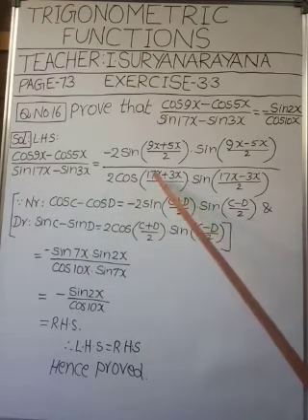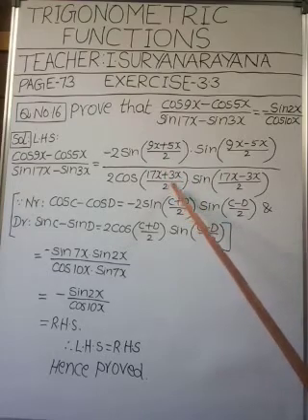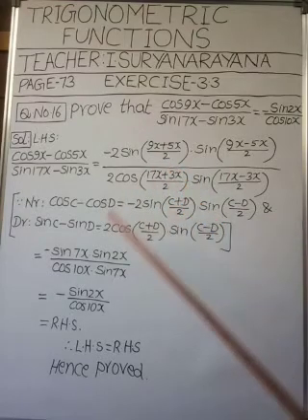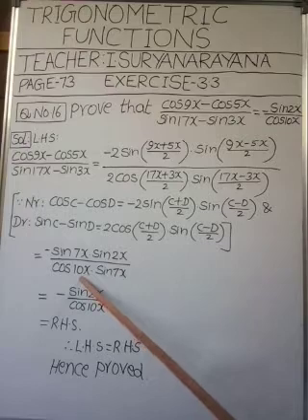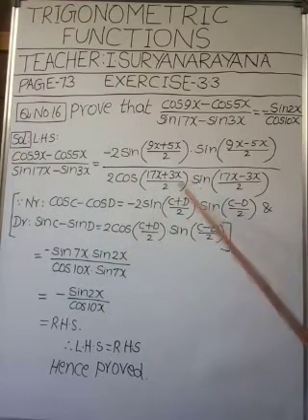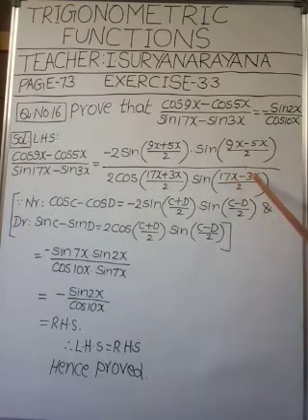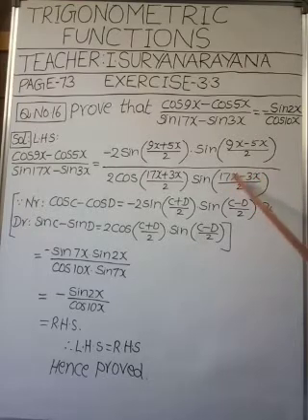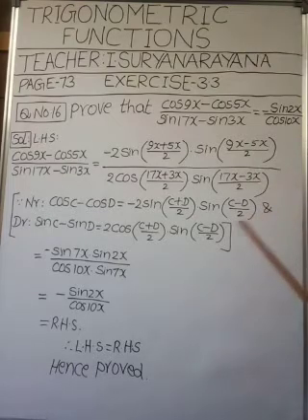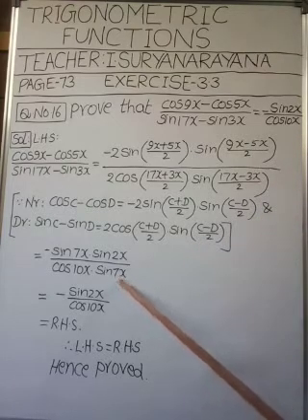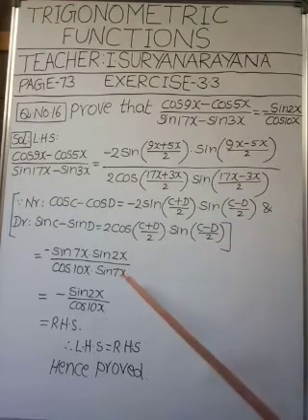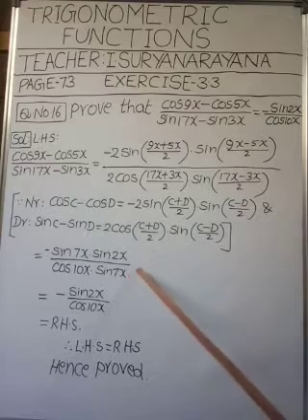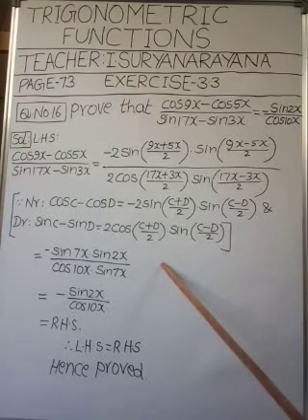What will you get here? 20x, 20x by 2. What will you get here? 10x. Understood this 10x, my children? Into sin (17x minus 3x). What will you get here? 14x, isn't it? 14x by 2. What will you get after simplification? 7x. How we got here sin 7x? Understood this denominator part, my children? Understood the step?